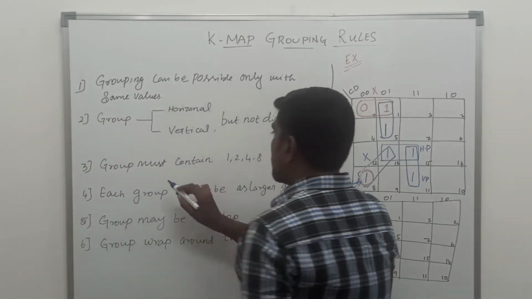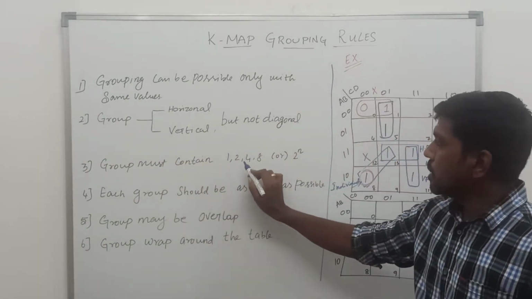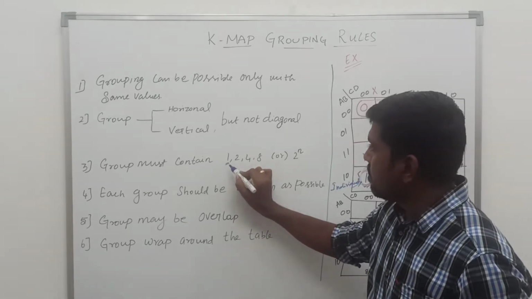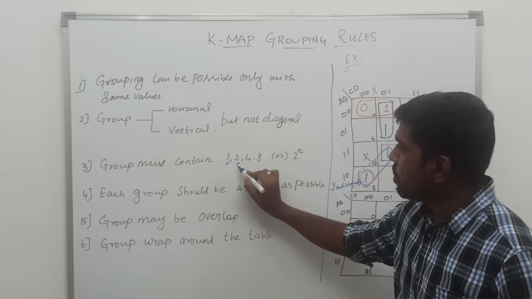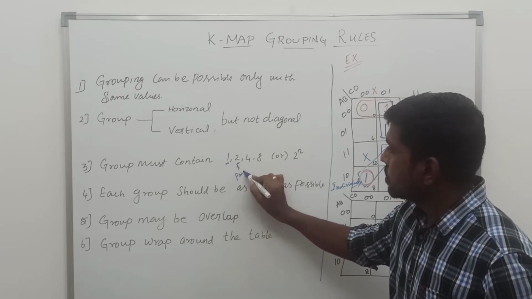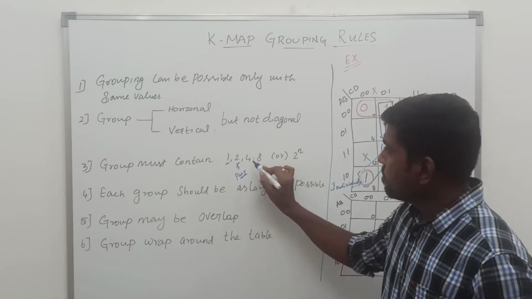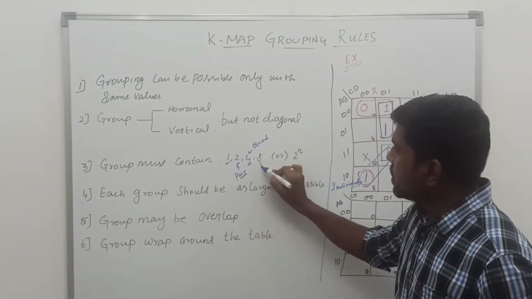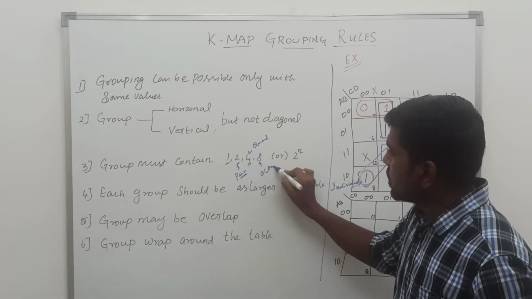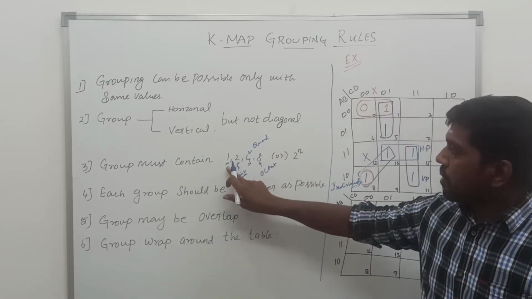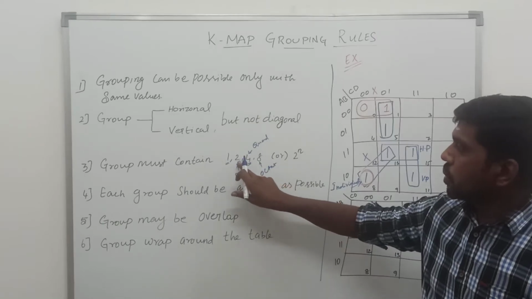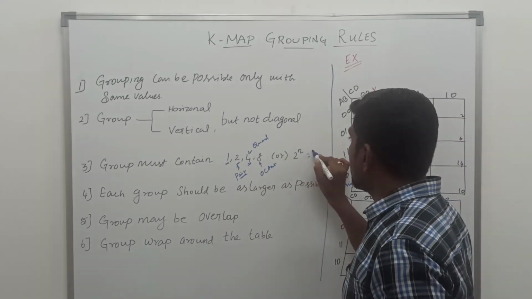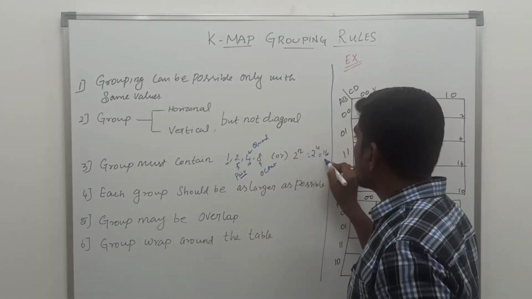The third rule, the group must contain 1, 2, 4, 8. You should group the value as a single bit or 2 bit. This 2 bit is called a pair. This 4 is called a quad. This 8 is called an octet. Here we have 4 possibilities: 1, 2, 4, 8, or otherwise 2 power n. 2 power 4 equals 16.